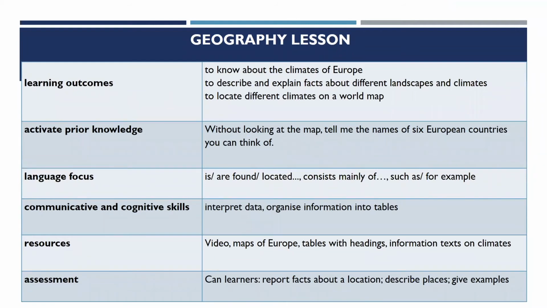Now we are going to have a look, very briefly, at a geography lesson. As you can see, this one has not been organized according to the outline I showed you at the beginning about how CLIL is. So I've done it in a simpler way. I've got here the learning outcomes, what I want my students to know at the end of the unit. We're going to talk about the different climates in Europe. I want them to be able to describe and explain facts, and to locate different climates on a world map.